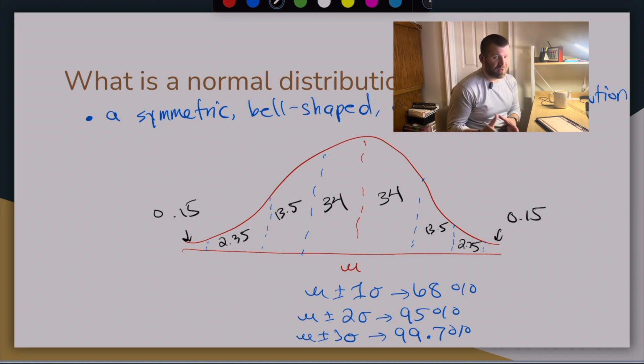This is something that's really helpful if you recognize in a multiple choice question that you have whole numbers of standard deviations above or below, because you don't need to use the z-score formula anymore. You can jump straight to using this.